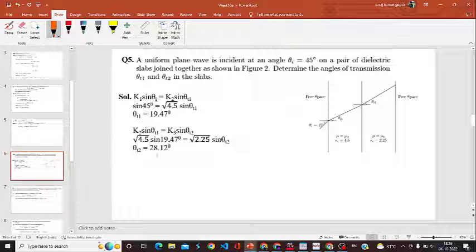28.12 degrees. So that's how we can utilize the concept of Snell's law of refraction so as to find out the transmitted angle, or let us say the transmitted angle is given to us, we can find out vice versa, that is, the incident angle we can easily find out. Okay, so let us move ahead.